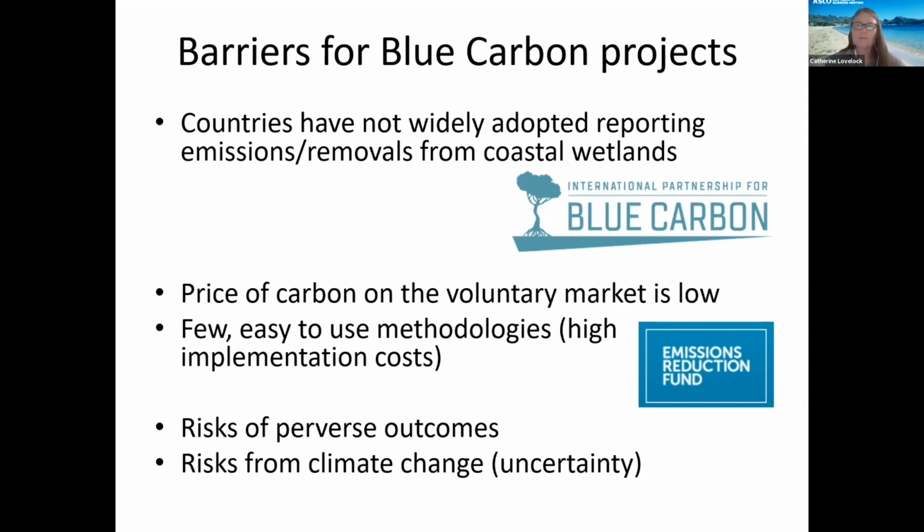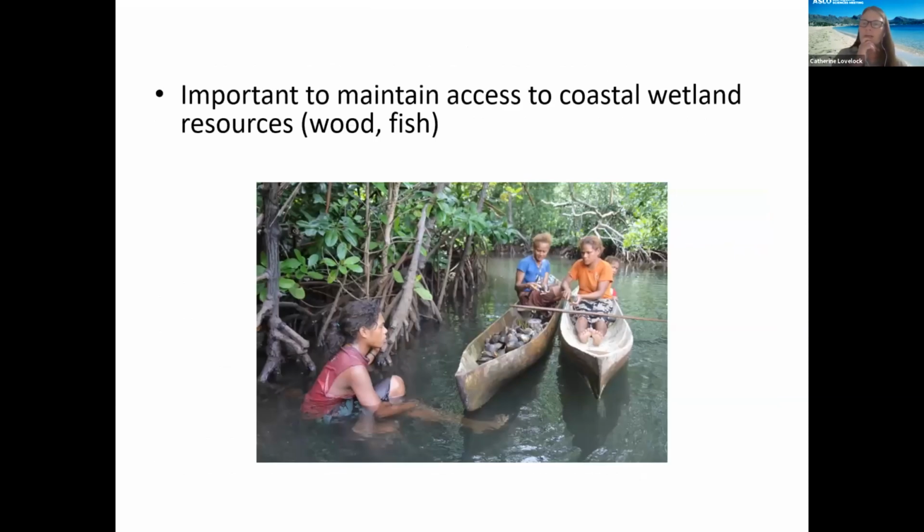There are risks of perverse outcomes. Carbon projects have been associated with negative impacts for communities, and I'll talk about those in just a moment. And then finally, people who are thinking about blue carbon projects really want to know about the risks from climate change. The uncertainty associated with that is an impediment. So when I'm thinking about carbon projects for blue carbon, we really have to mind that carbon projects don't exclude local people from the resource. That's a really negative outcome that could occur. So it's important for any projects to really consider that people need access to resources.